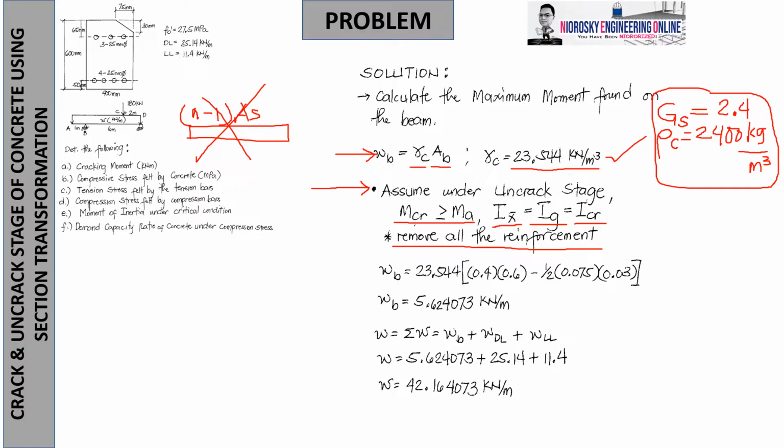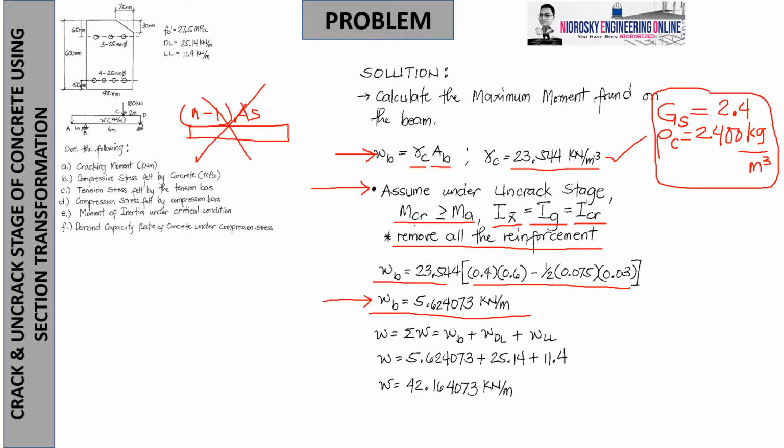Now, for the area of the beam, we take the whole section minus the notch. The notch is just one half of 0.075 by 0.03, in terms of meters. We should be consistent with units, meter and kilonewton. Therefore, we get a uniform beam weight of 5.624073. I will not round it yet because I want to conserve the value of the answers. Although you can, feel free to use at least 4 significant decimal digits, because that is where you see the accuracy of the values. But for the meantime, allow me to keep the full value so I can conserve our values later.